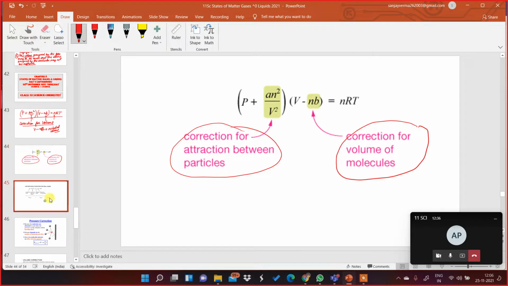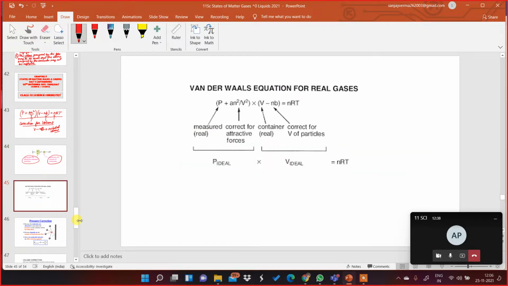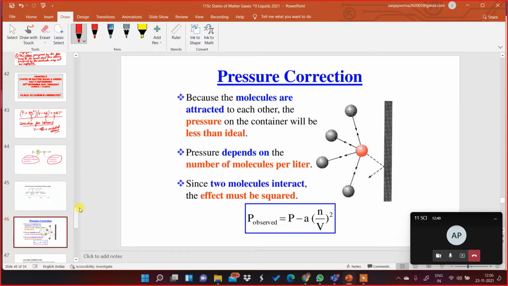Remember, for the pressure correction, because the molecules are attracted to each other, the pressure on the container will be less than ideal. Pressure depends on the number of molecules per liter. Since two molecules interact, the effect must be squared. So that's why we have P plus an squared by V squared. So that is what we call the pressure correction.